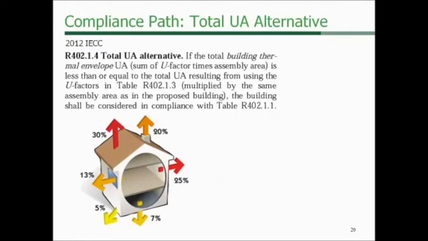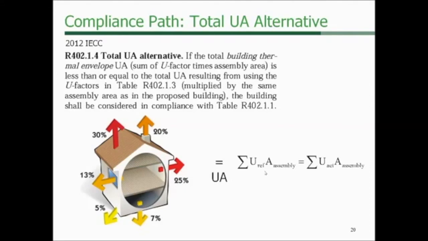So if I reduce the amount of energy that's lost through my windows, I can increase the amount of energy that's lost through my walls, or vice versa, or other parts of the assembly components of the house. So as long as the total UA, which is U, being the energy loss per square foot, times the A, being the area of that loss, remains constant for the entire house, you're okay.